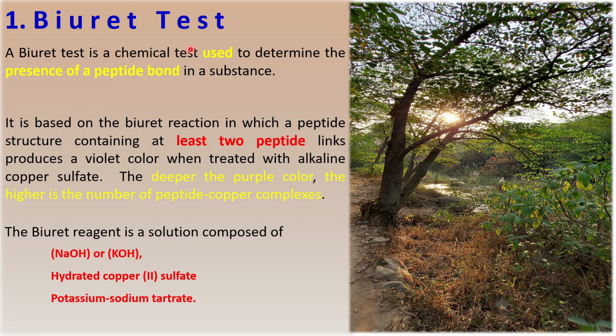What is the composition of biuret reagent? The biuret reagent is a solution composed of three things. Number one, sodium or potassium hydroxide, which is the alkali solution. Number two, hydrated copper sulfate. Number three, potassium sodium tartrate. So these are the three important ingredients of the biuret reagent.